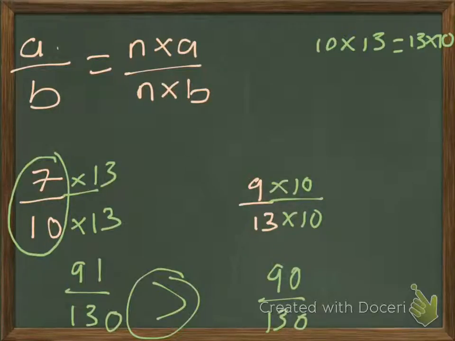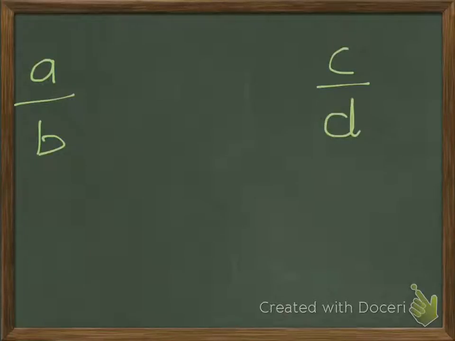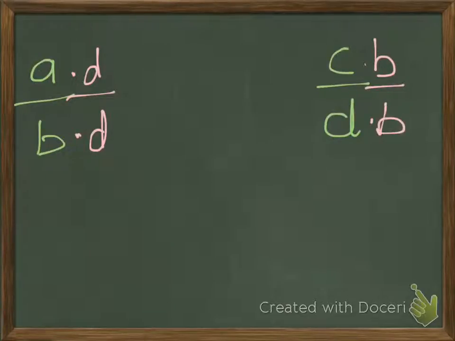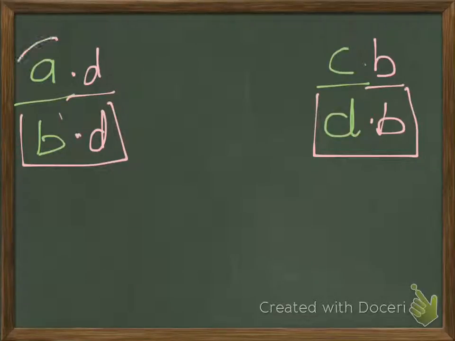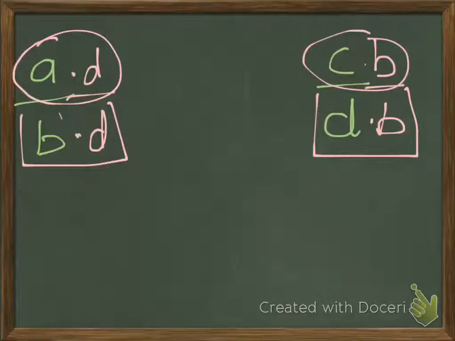So, in general, let's just have these represent arbitrary whole numbers. A surefire way to get the denominators on equal footing is to multiply each of these by d, and each of these by b. Now, because these are the same, essentially all we have to do is compare this to this.